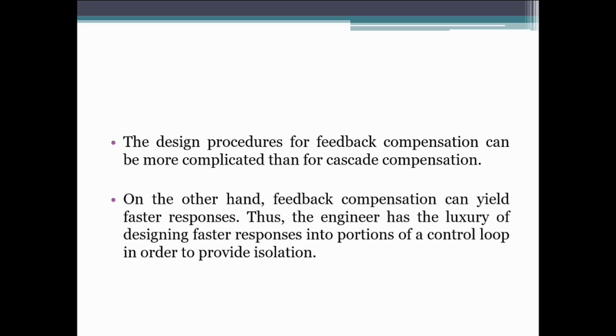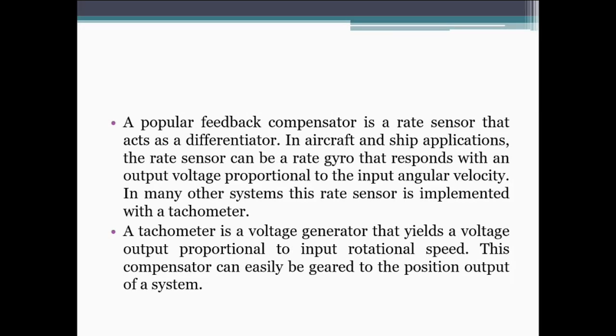The design procedures for feedback compensation can be more complicated than for cascade compensation. Engineers have some kind of luxury in designing for faster responses in portions of a control loop in order to provide isolation. A popular feedback compensator is a rate sensor, or what I said earlier, a tachometer. A rate sensor is applicable in ships and aircraft.